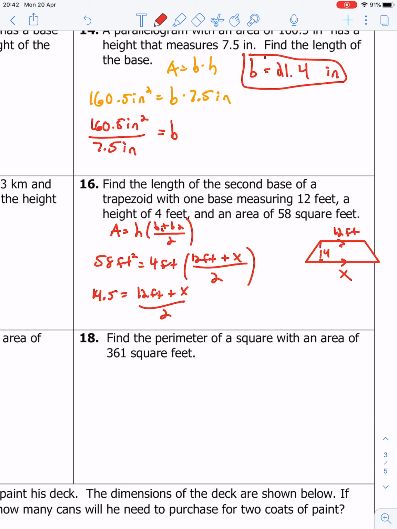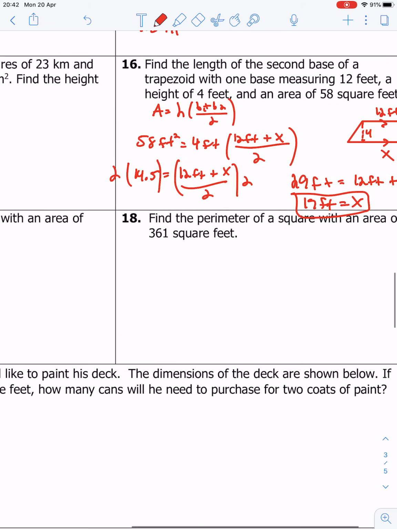So we got to get rid of the 2's on both sides. So we multiply both sides by 2. And we get 29 feet equals 12 feet plus x. So subtract 12 from both sides. We get 17 feet equals x. And there we go. We just got to work our way backwards.